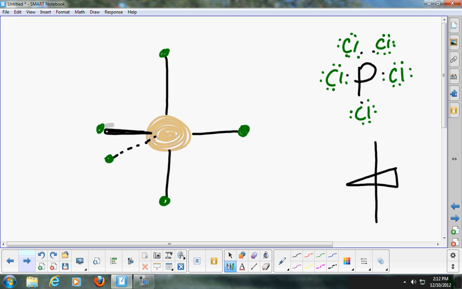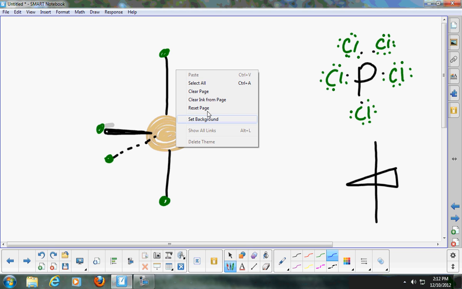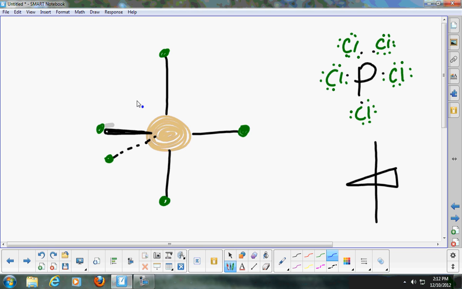Okay, we need angles. What is the angle between this one and this one? 75 degrees? No. 90. 90. This one actually has two different angles. It has that one, and it has this angle. What's that angle? 103? 120. Yeah. Because think of a circle, there's 3 points on a circle that are equally apart.